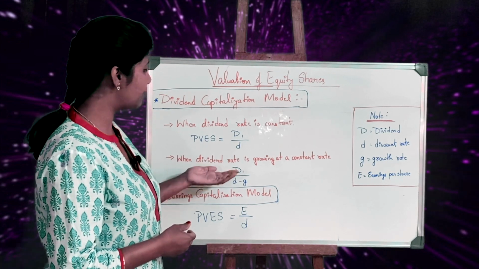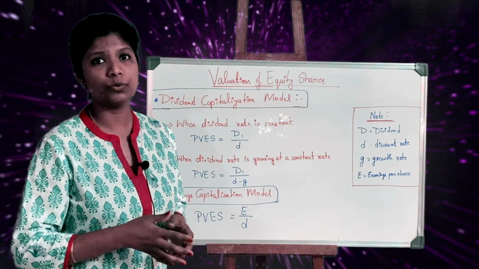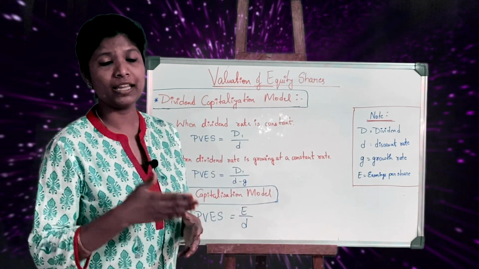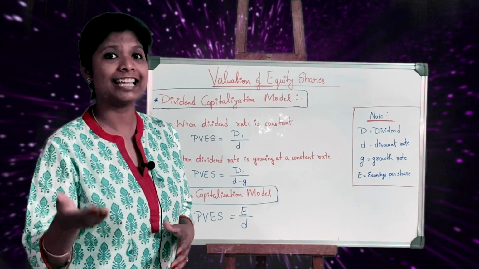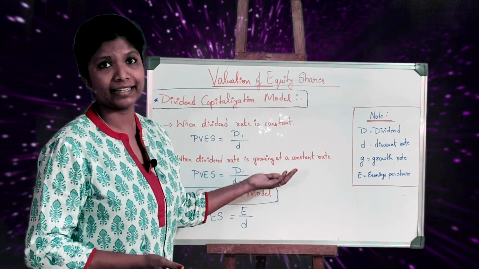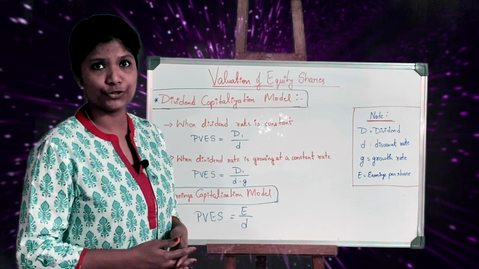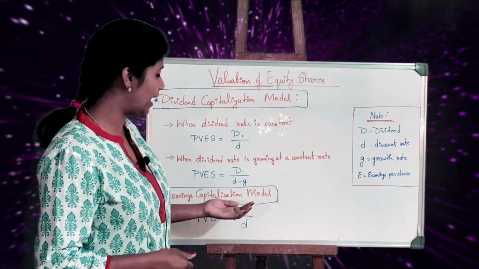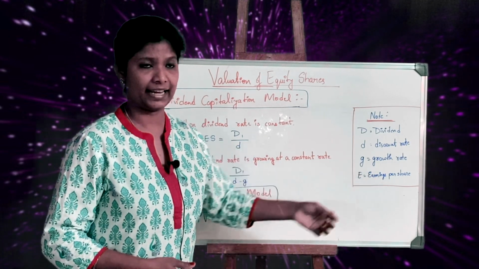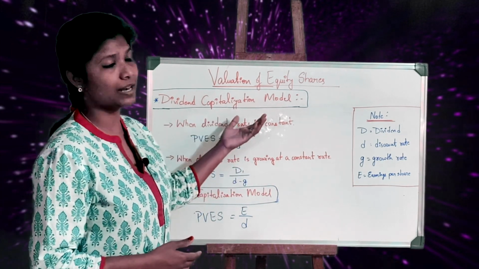Fourth case: when the dividend is growing at a constant rate. Certain companies fix a growth rate. Say this year you have earned 5% on your equity shares as dividend, and next year the growth rate is going to be 2% every year. That 2% growth every year is termed the growth rate. In that case, present value of equity shares equals D1, that is the dividend, divided by d minus g, where d is the discount rate and g stands for growth rate. It will be provided in the question. So that completes your first model, the dividend capitalization model.